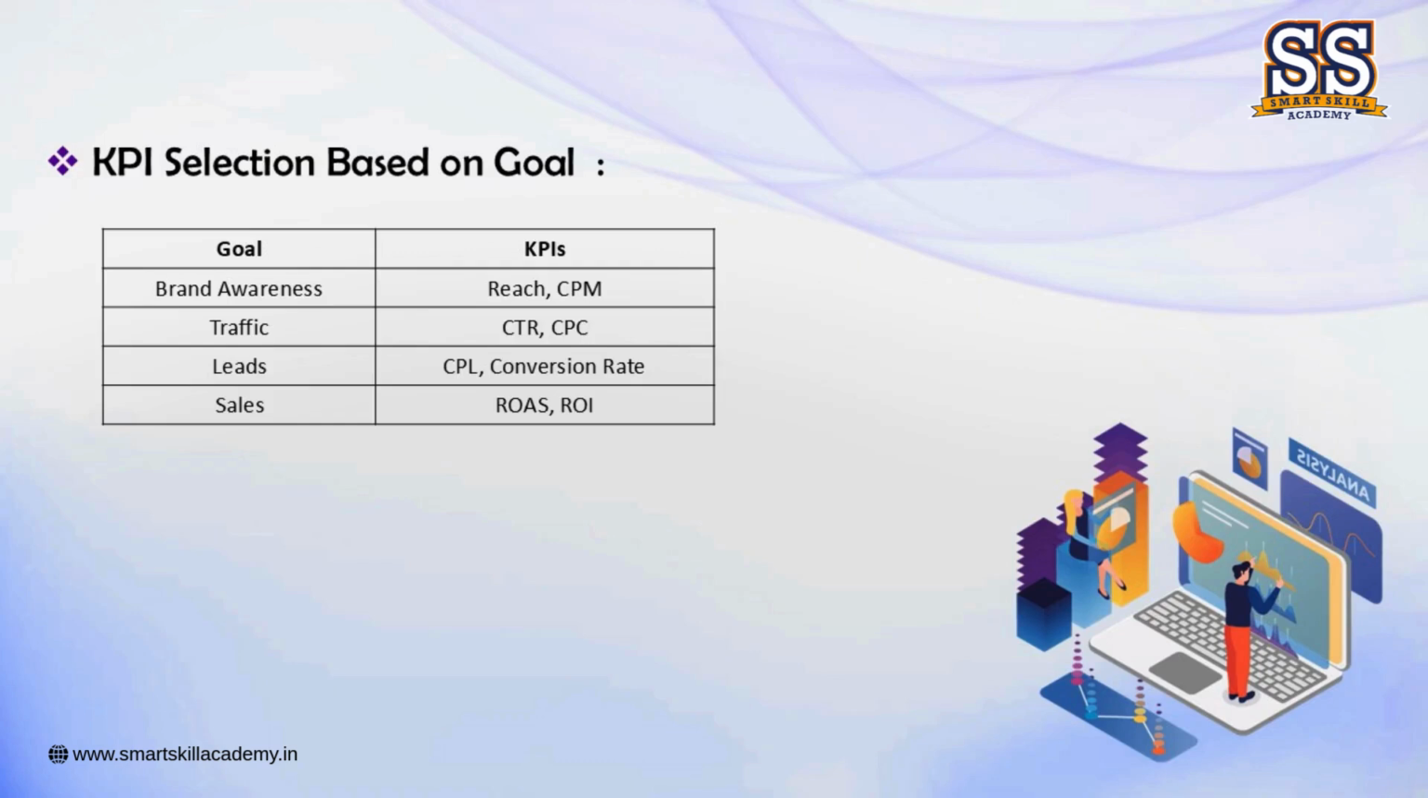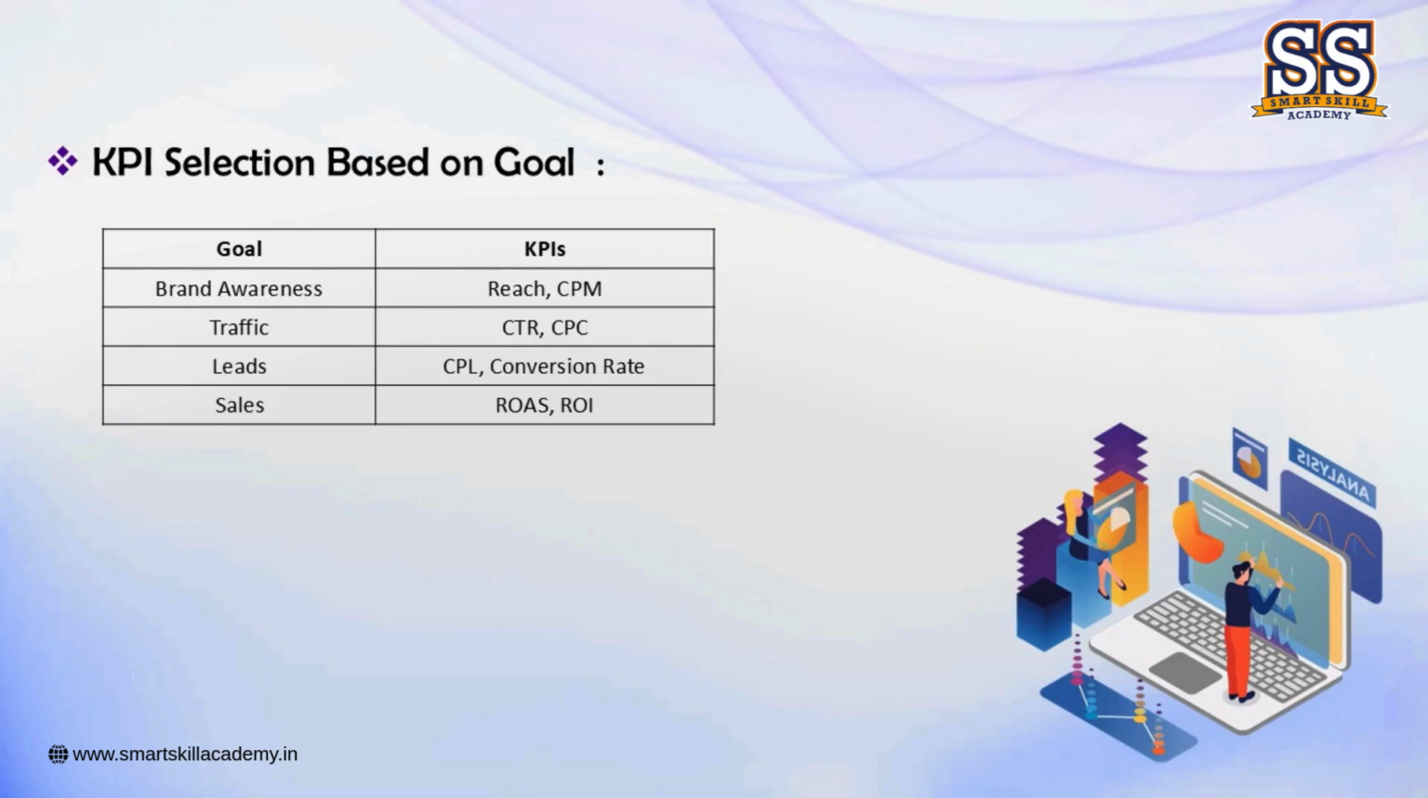As we move down to the traffic stage, the objective shifts from just being seen to being visited. We measure this through click-through rate, CTR, to see how compelling our creative is, and cost per click, CPC, to ensure we aren't overpaying for that web traffic.